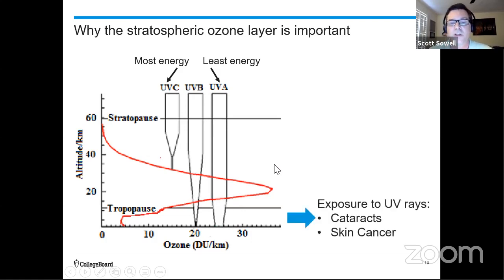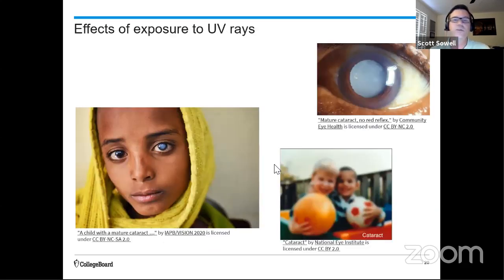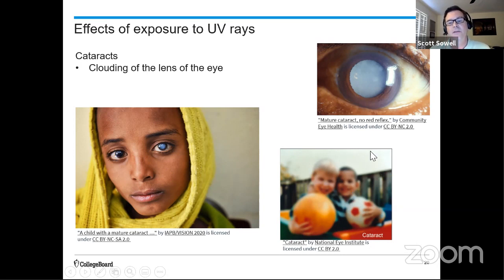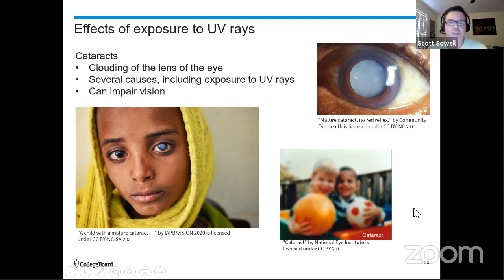So here on the surface of the Earth, we are exposed to some UV radiation. And if we get too much of that exposure, it can lead to some very specific and significant health impacts, particularly cataracts and skin cancer. So what are cataracts? Cataracts are basically a clouding over the lens of the eye. You can see this individual in the bottom left. One eye is normal and the other eye has developed this cataract. It can result in some pretty significant vision problems, such as blurring. It can be caused by lots of things, but UV exposure is one of those.